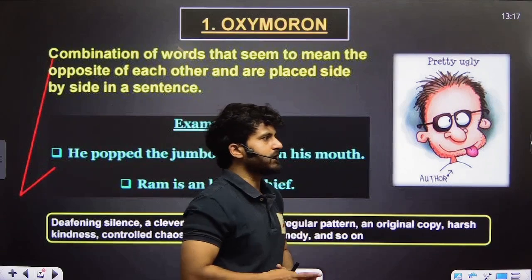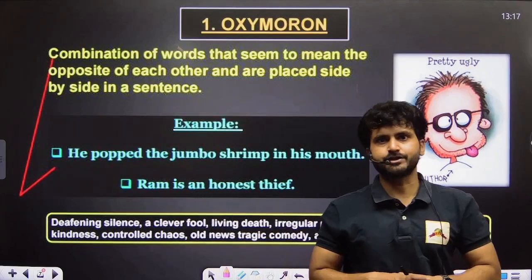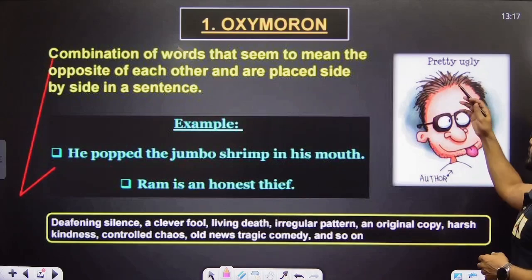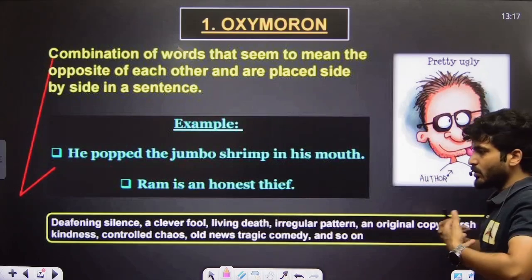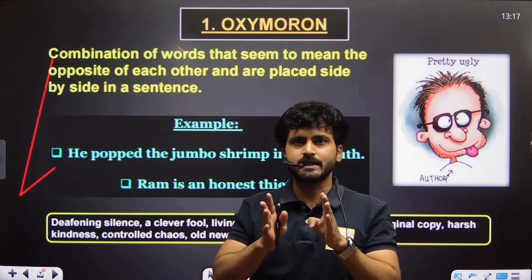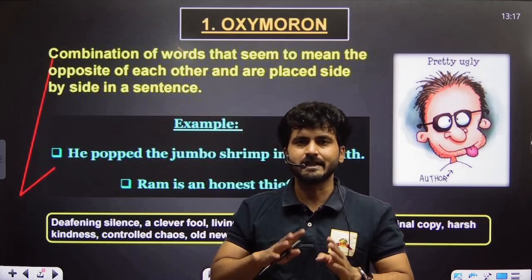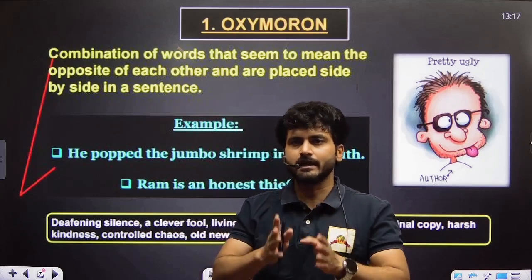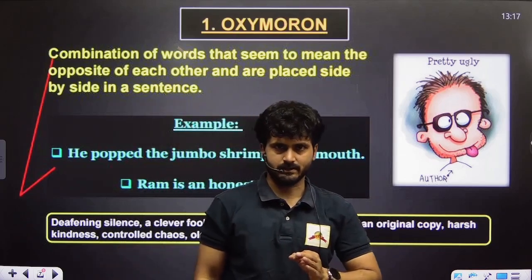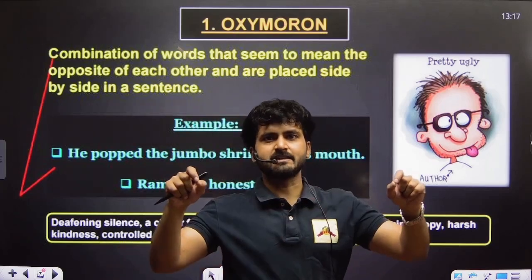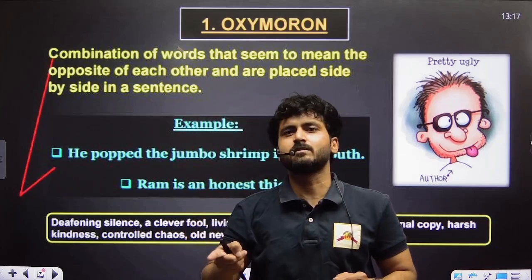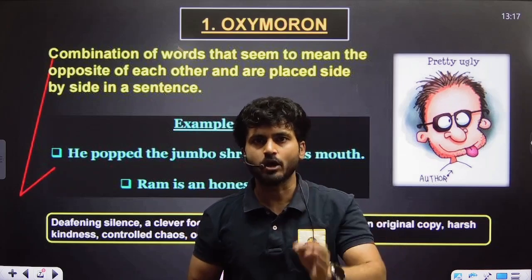The first figure of speech is oxymoron. Here you can see what is written: pretty ugly. What are you noticing here? Opposite words are placed side by side with each other. That is your oxymoron. Whenever you combine words in the same phrase in such a way that they mean the opposite of each other and are placed side by side, they are termed oxymoron.